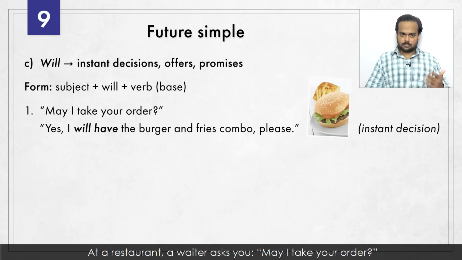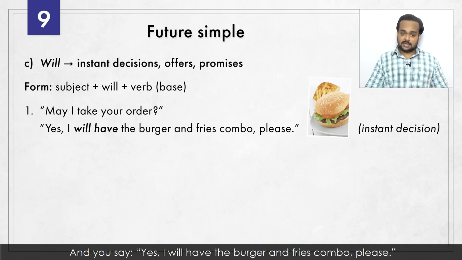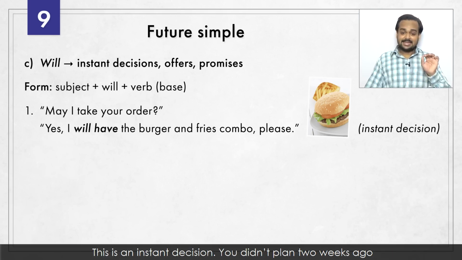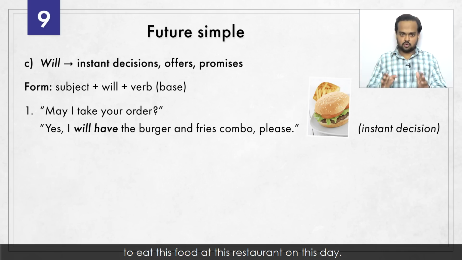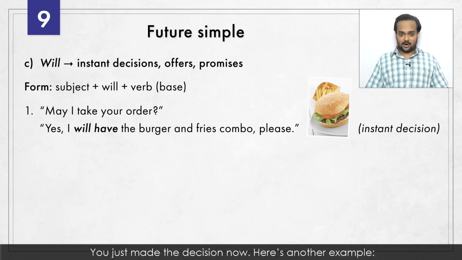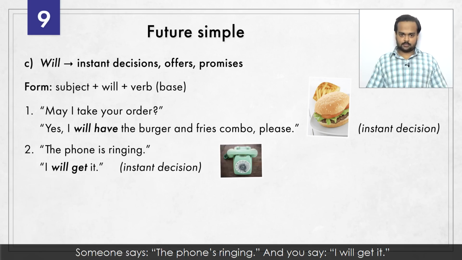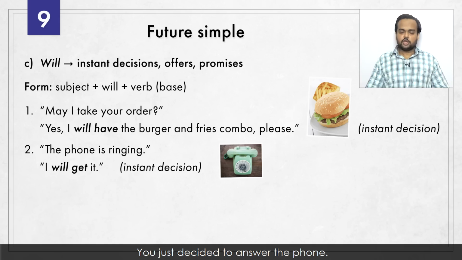At a restaurant, a waiter asks you, "May I take your order?" And you say, "Yes, I will have the burger and fries combo, please." This is an instant decision. You didn't plan 2 weeks ago to eat this food at this restaurant on this day. You just made the decision now. Here's another example. Someone says, "The phone's ringing," and you say, "I will get it." You just decided to answer the phone.